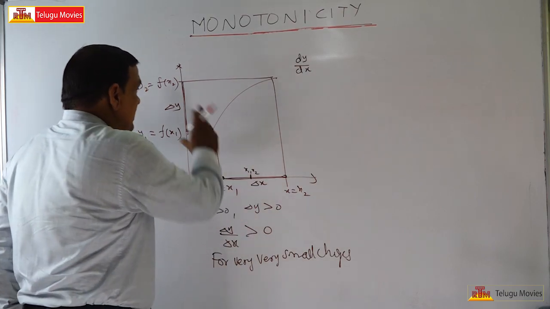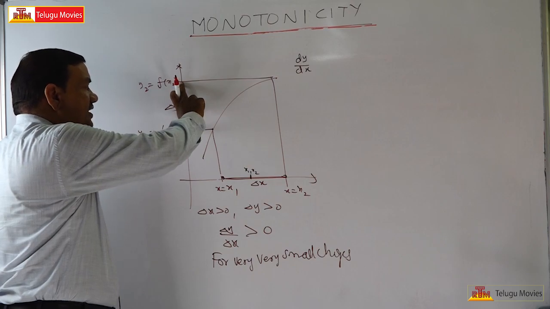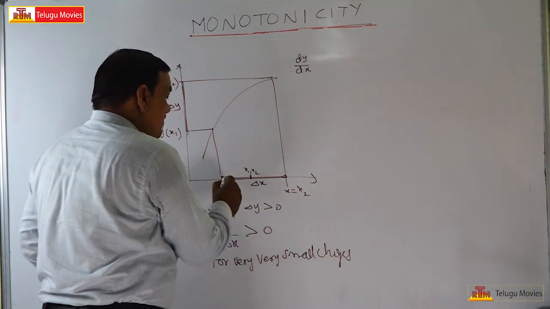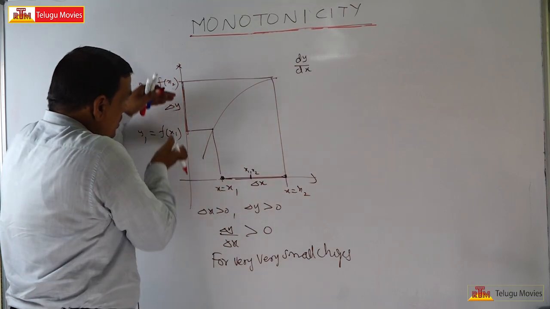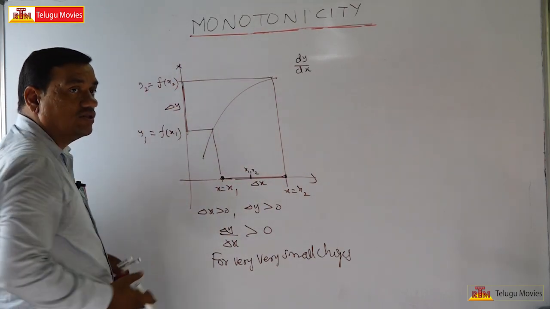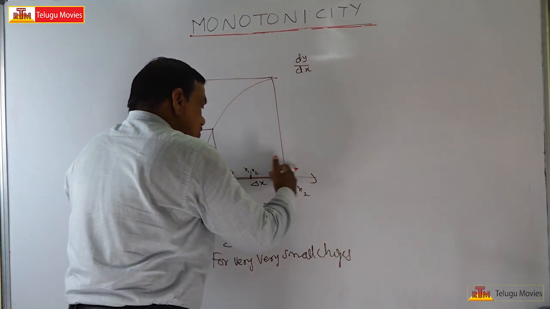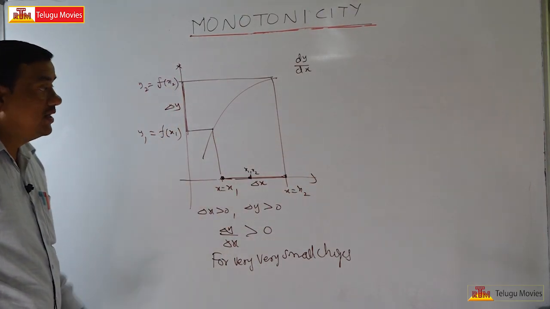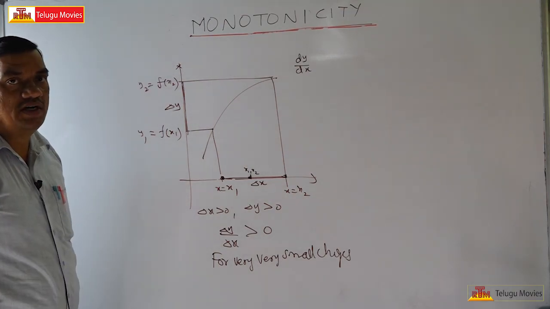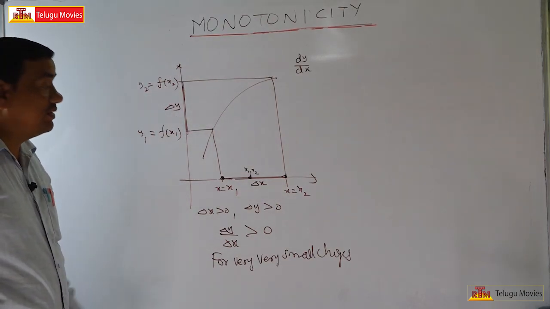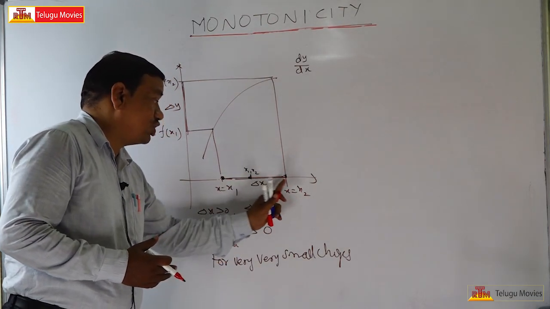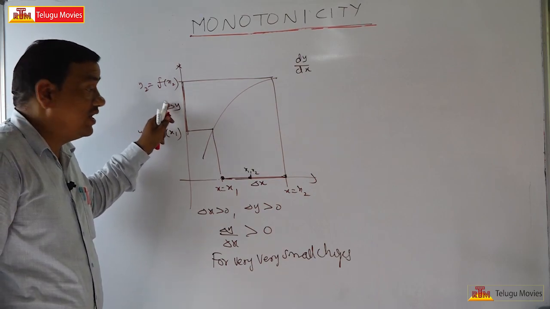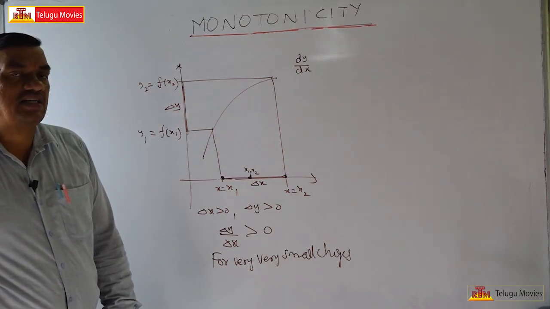Now that means whatever this change delta y may be, it depends upon delta x, right or wrong? As you move the interval, that means the x1 and x2 values, your delta y value also will change. If you bring the x1 and x2 points very, very close, delta y also becomes very, very close. Understand? So the change in f of x1 and f of x2 depends upon the length of the interval x1 and x2. That means the rate of change of y with respect to x, that is dy by dx, for very, very small changes.